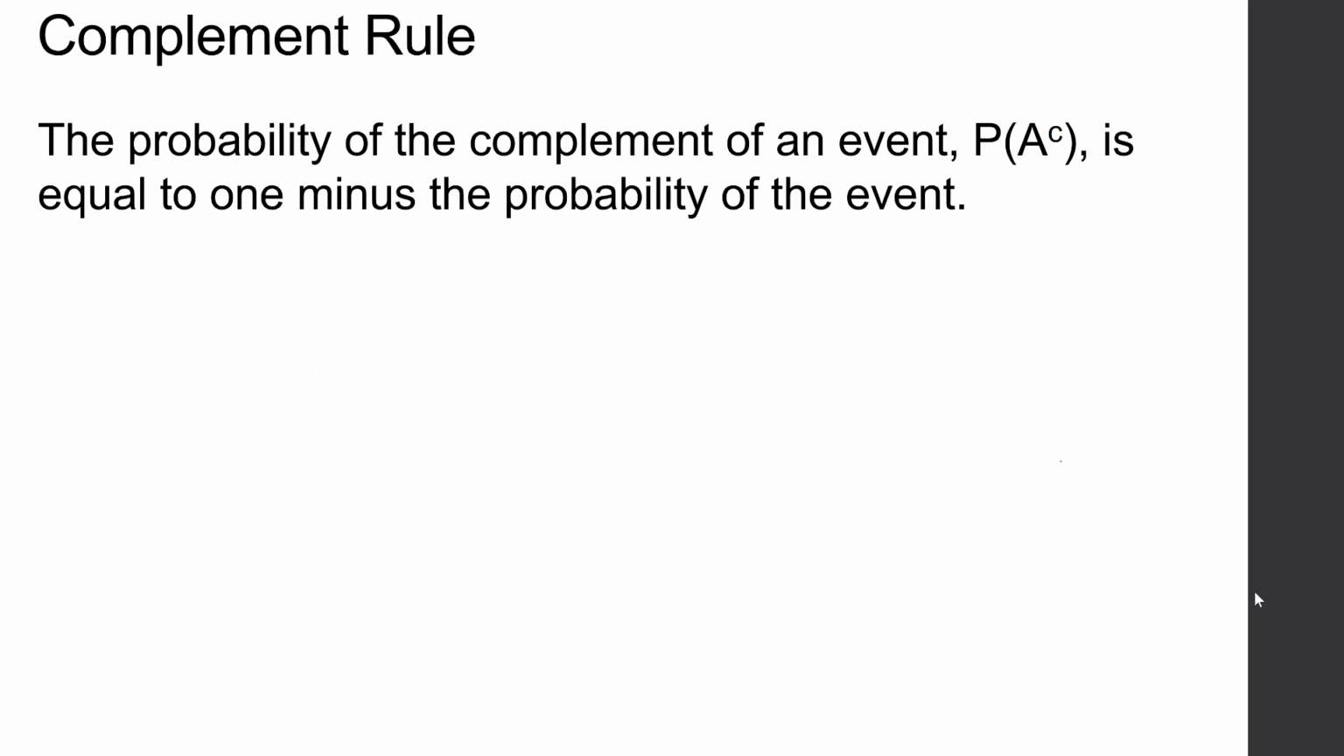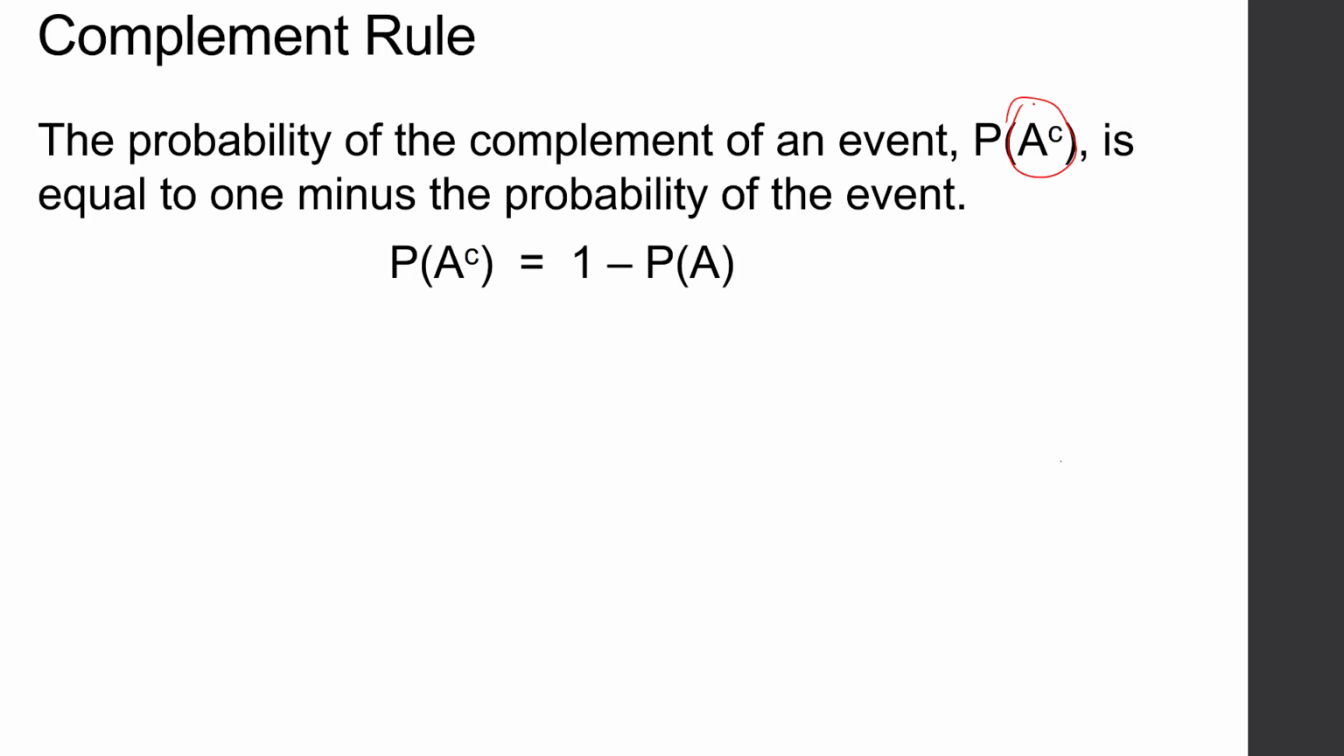All right, so the complement rule is the first rule that we'll learn. This one is kind of obvious, but when you are working on complicated probability questions, it might not seem obvious. So the probability of the complement of an event, and that's what this notation is, A with a little C power, that's read as A complement. So the probability of A complement is equal to 1 minus the probability of the event. All right, so probability of A complement is 1 minus the probability of A.